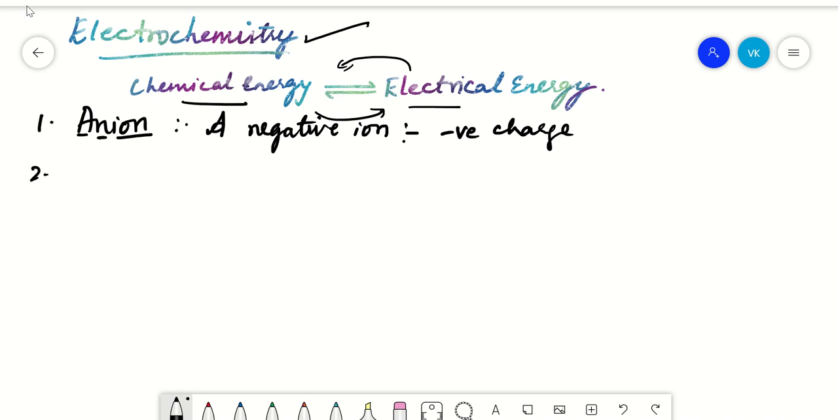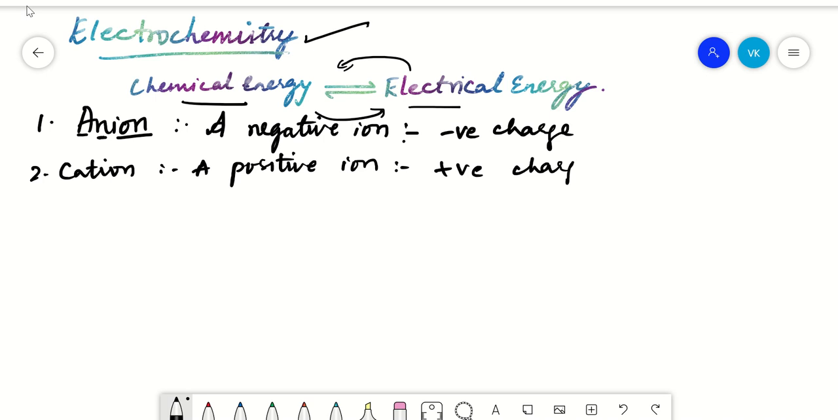What is a cation then? This is opposite to an anion. This means it's a positive ion, right? So what is the charge on a cation? It's a positive charge.